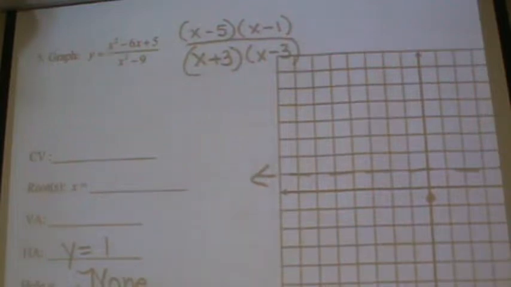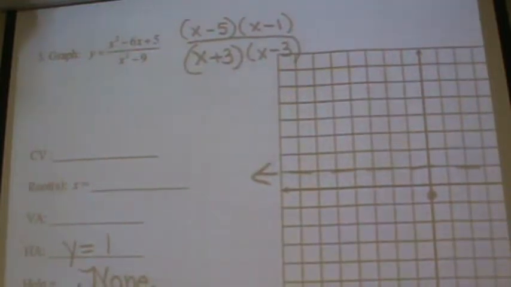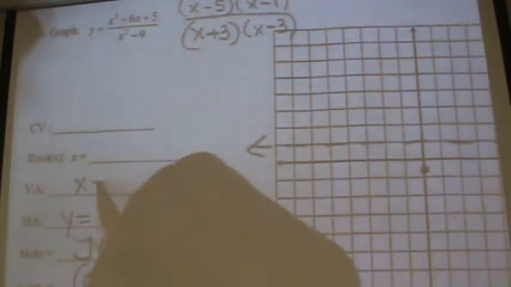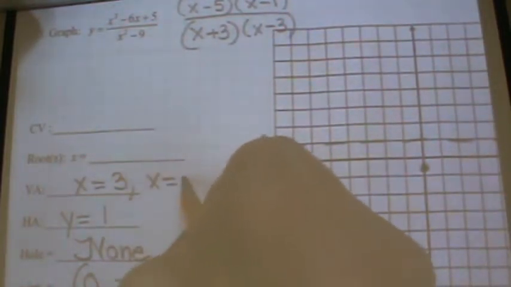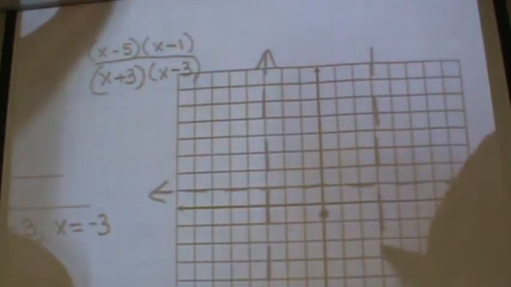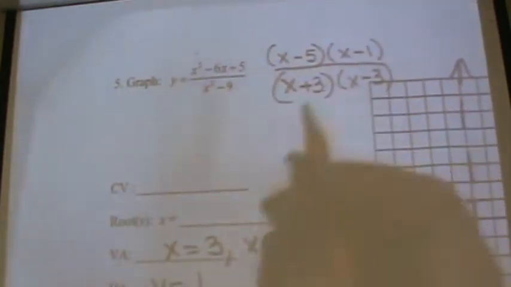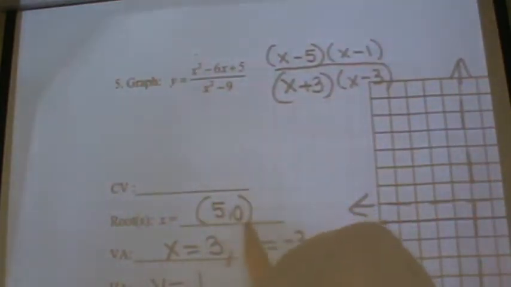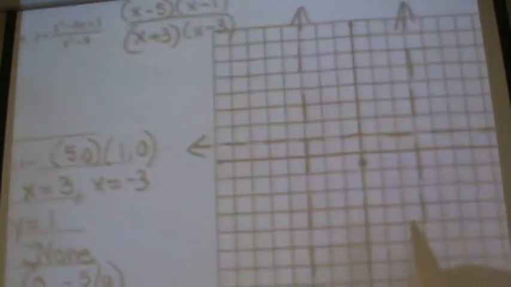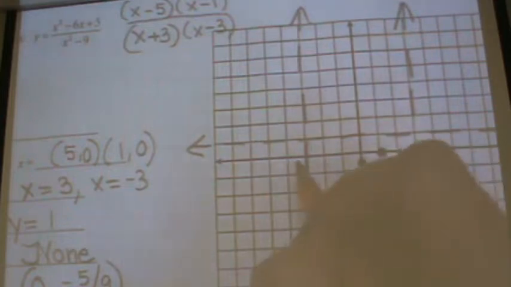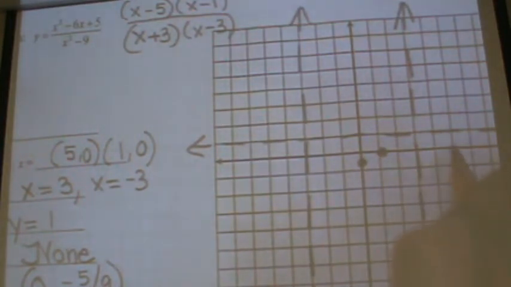What else? What's your VA? Negative 3 and positive 3. Yep, x equals 3 and negative 3. How are you going to draw that in? Broken line. How about your roots? Your roots are the numerator. What are they? 5, 0, and 1, 0. There's 1, 0, and here's 5, 0.